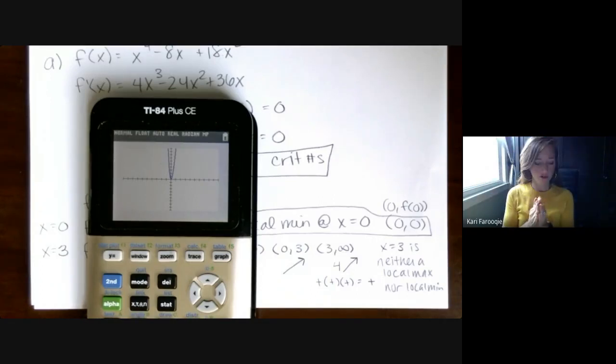I'm going to do one more example of this. Does anyone have a question on A? Because then we're going to get into curve sketching, which I automatically get excited about. Oh, love it.